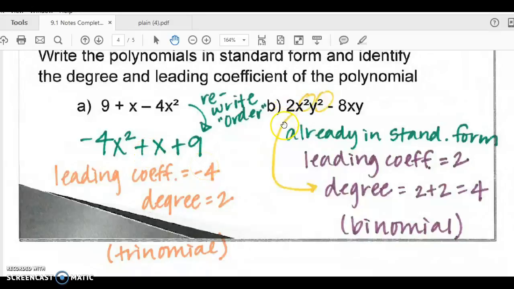This next one, example B, is already in standard form. You have the largest powers of the exponent over here already attached to the leading coefficient. So it's already in standard form. The leading coefficient is the 2. The degree, since it's this expression piece right here, 2 plus 2 is 4. It's a binomial because it's 2 terms.